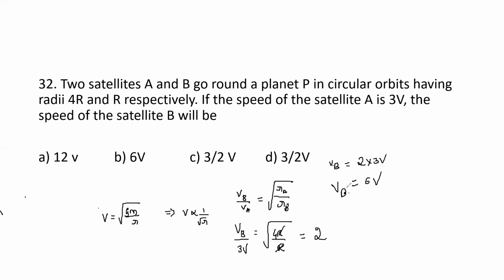So what is the answer? When two satellites go around a planet P in circular orbits having radii 4r and r respectively, and the speed of satellite A is 3v, the speed of satellite B is 6v. So option B is the correct option, that is 6v. Okay, let us see the next question.